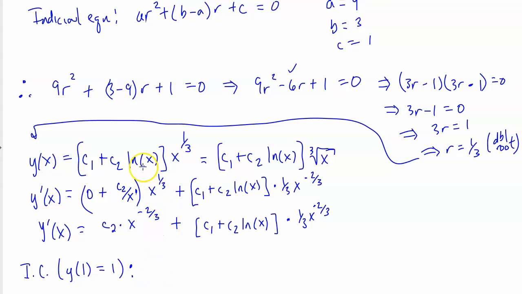So this initial condition, I'm going to label these 1 and 2. We're going to use number 1. And so here, wherever I see x, I'm going to put 1. So I got C1 plus C2 natural log of 1. And this will be 1 raised to the 1/3. And all of that will end up equaling 1 itself.